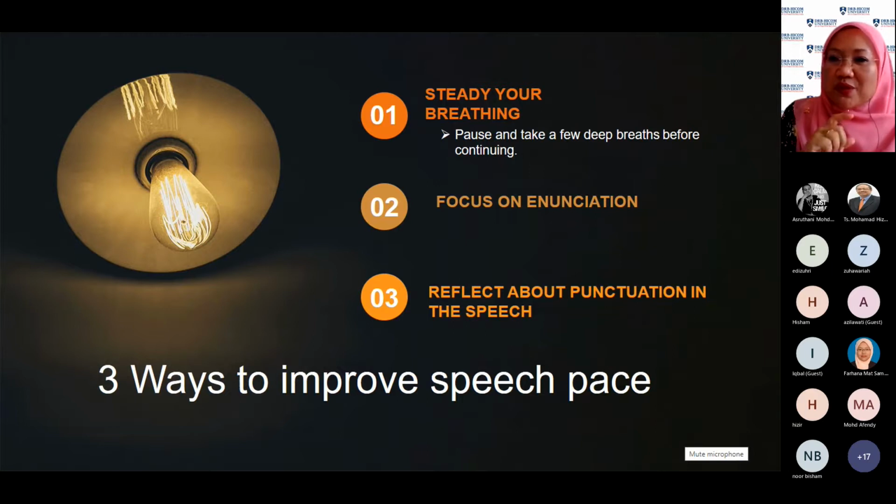Okay, the second one is focus on enunciation. Sometimes when we speak too fast, people cannot hear us clearly, the message clearly. So you do not enunciate your words. Of course, some people mumble their words or swallow their words. So it is a bad thing to do. So you need to adjust your vocal a little bit, practice your vocal cords so that people can actually get what you say, because that's very important.